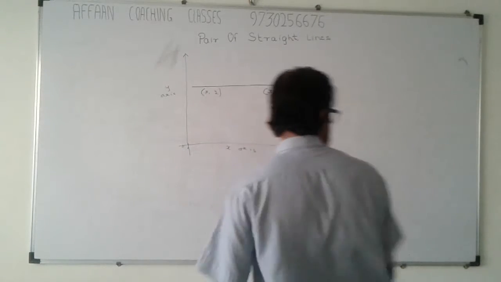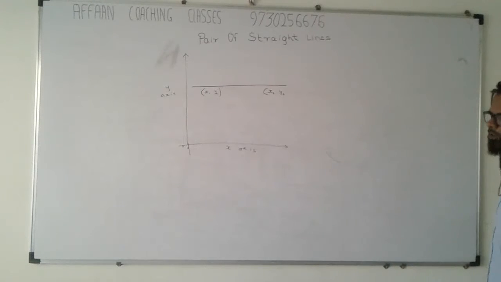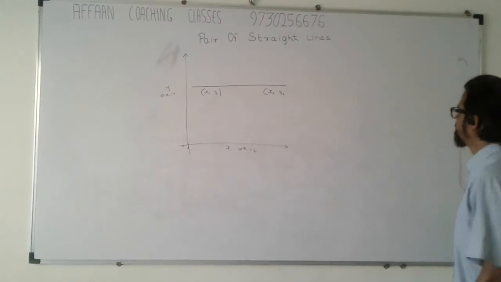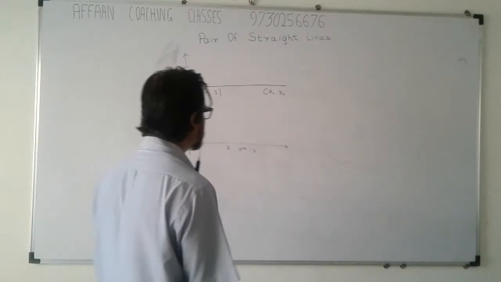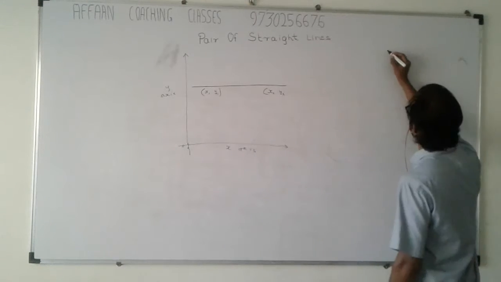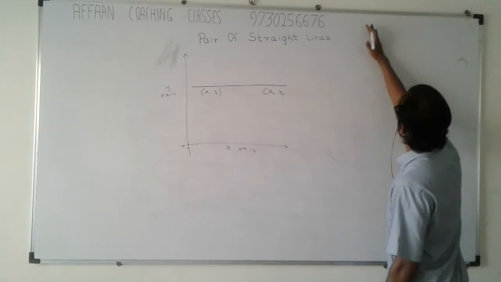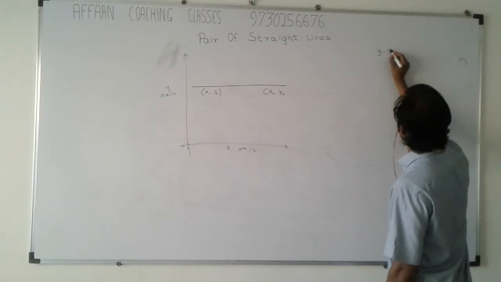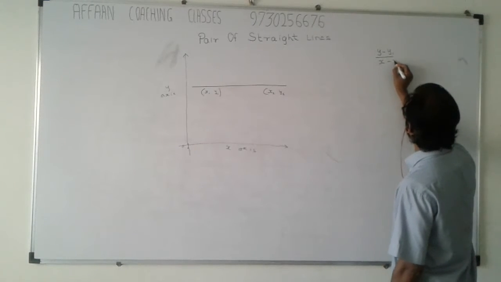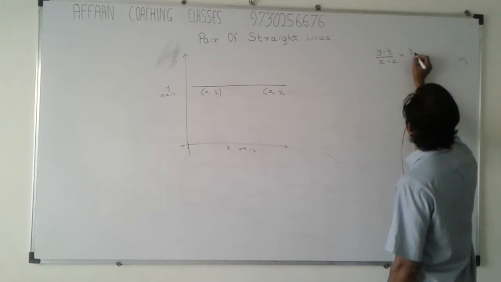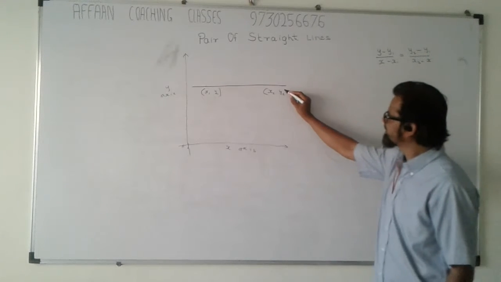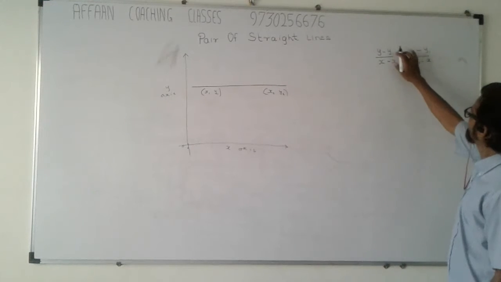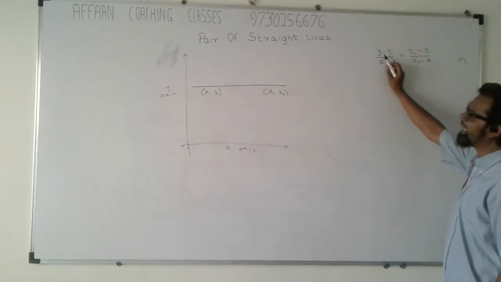You have the two coordinates x1, y1 and x2, y2, and whenever you have two coordinates and you have to find the equation, we are going to use this formula: y minus y1 upon x minus x1 is equal to y2 minus y1 upon x2 minus x1. You got the coordinates x1, y1 and x2, y2. But x and y, what is it?